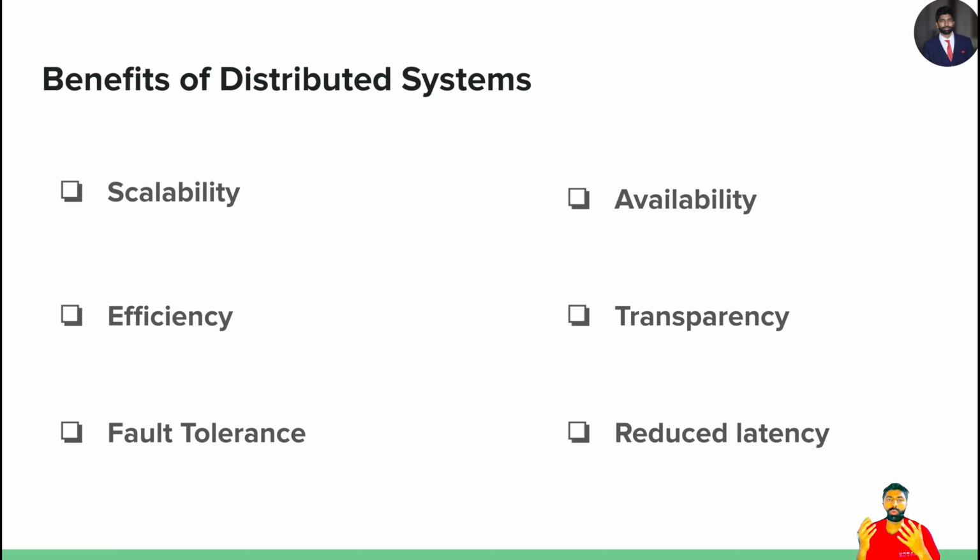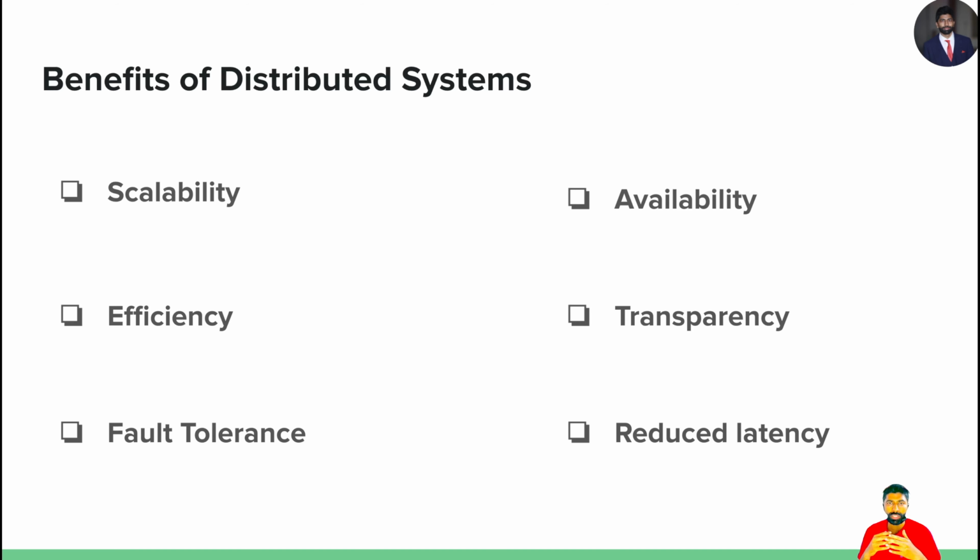There are various benefits of distributed systems. Scalability is one of them. Distributed systems are scalable by design. They can add additional nodes whenever there's a demand increase. In addition to nodes, they can also increase computational power within the same node.